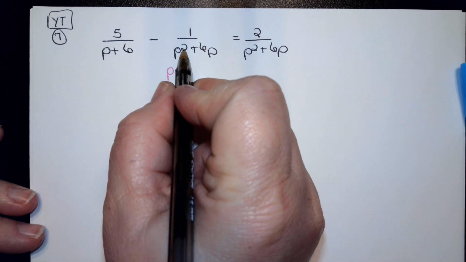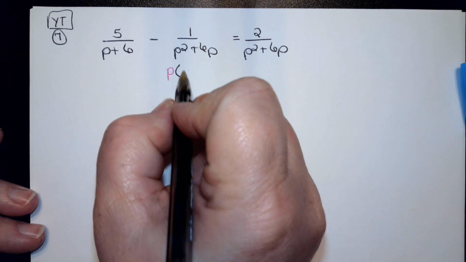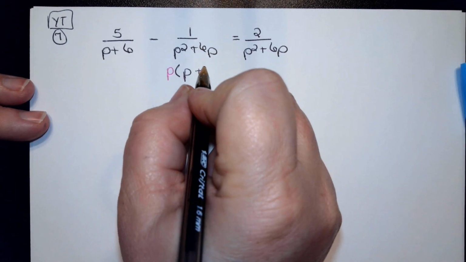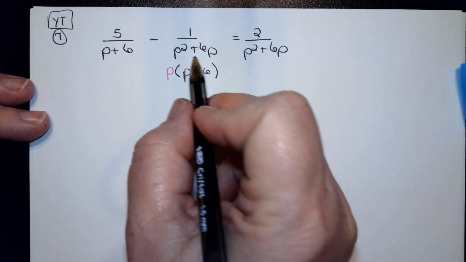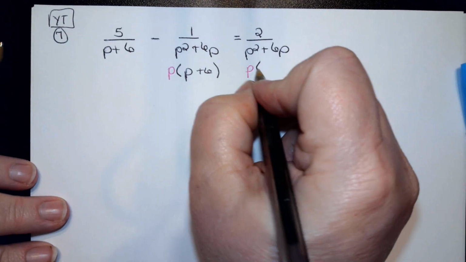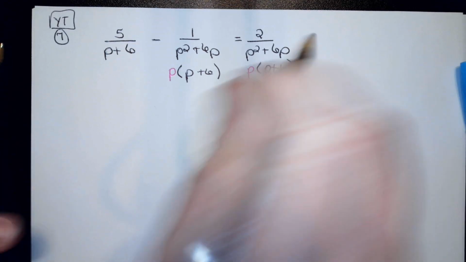If we have p squared and we take 1 p out, then we're left with just 1p. If we have 6p and we take a p out, then we're left with just 6. And these two are the same, so the same scenario would happen here. So this would be p times (p plus 6).